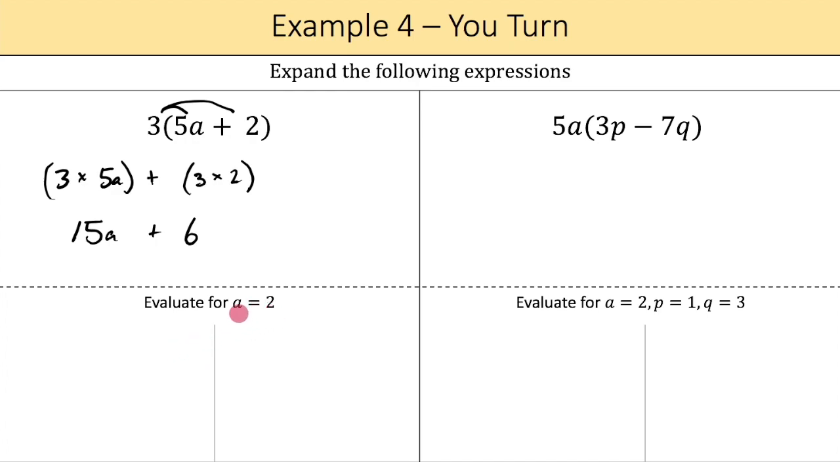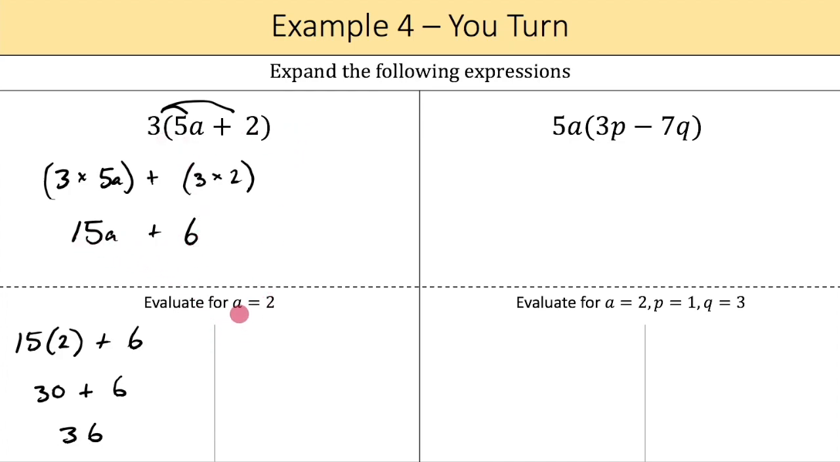So that means I'm letting my a equal 2. Instead of an a, I'm going to put a 2 in that spot, plus 6. Now 15 times 2 is 30, then I'm plussing 6, so it's going to be 36. The reason I want you to do this evaluation is because I want you to appreciate that we're going to get the same answer whether I put it into this expression or this one up here.